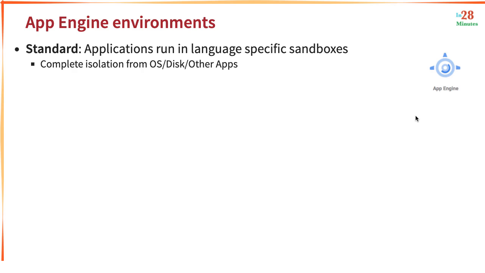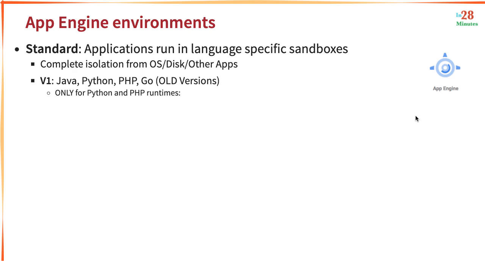All that you need to worry about is your specific application code. The language-specific sandbox is automatically provided by App Engine Standard. App Engine Standard comes in 2 versions. V1, which supports Java, Python, PHP, and Go, and these are the older versions of each of these software. So the older versions of Java, Python, PHP, and Go are supported by V1.